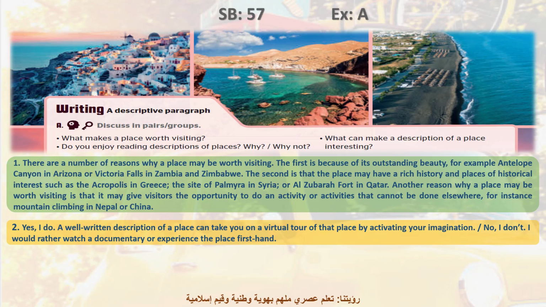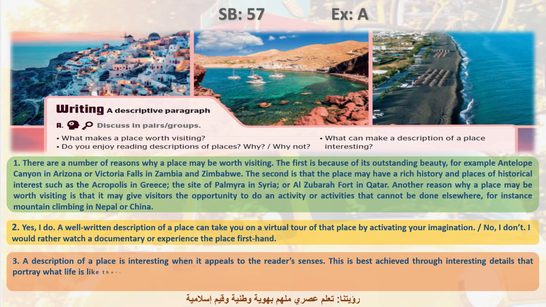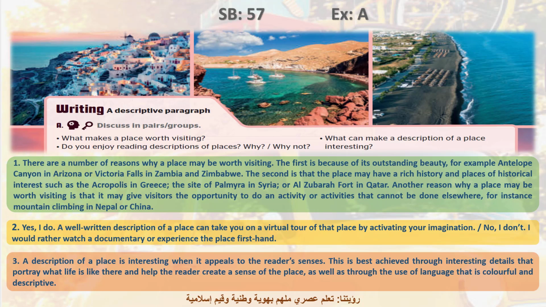Let's move to the third question. What can make a description of a place interesting? An answer could be, a description of a place is interesting when it appeals to the reader's senses. This is best achieved through interesting details that portray what life is like there and help the reader create a sense of the place, as well as through the use of language that is colorful and descriptive. Now let's move to exercise B.